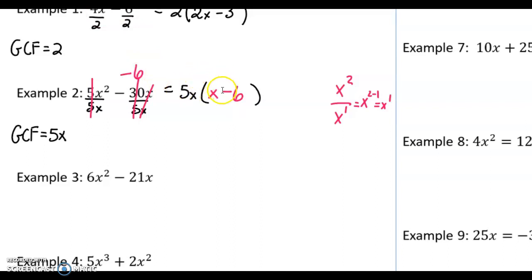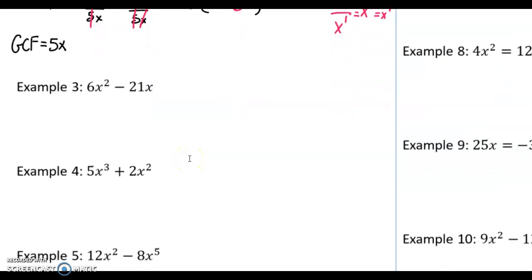So 5 times x is 5x squared. So that's what I started with. That's good. And 5 times negative 6 is negative 30x. So it checks out that I did a good job. Okay, what would be the greatest common factor, the GCF, of example 3?